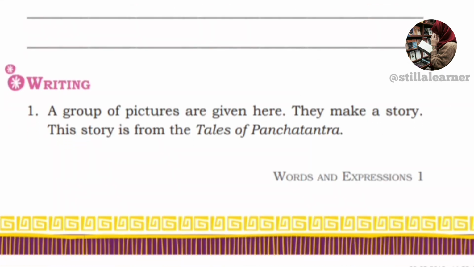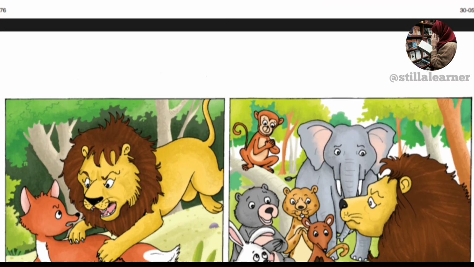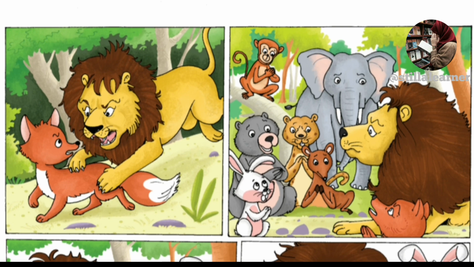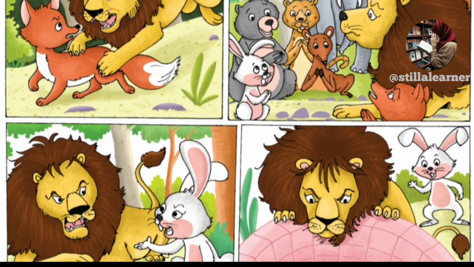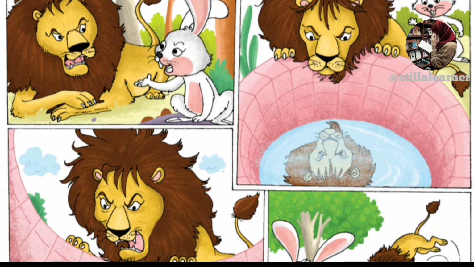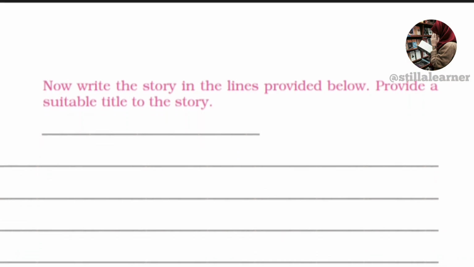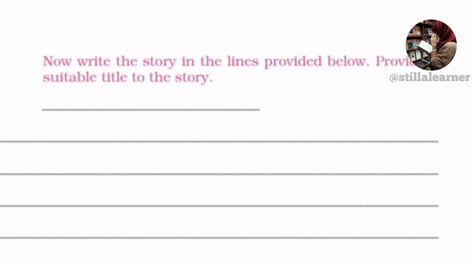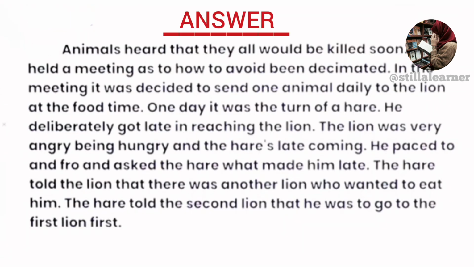Then we have the writing part. Here in this writing part, we have given a group of pictures. So from those pictures, we have to make a story. Actually, this story is taken from the tales of Panchatantra. Okay, by seeing these pictures, we can easily write the story. And not only that, we have already heard it in our lower classes, right? So here is the answer for that. Please write down carefully by pausing the video.